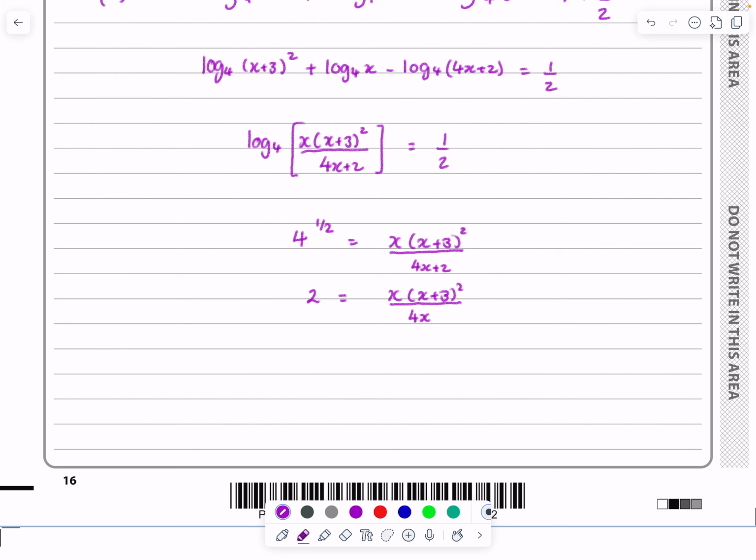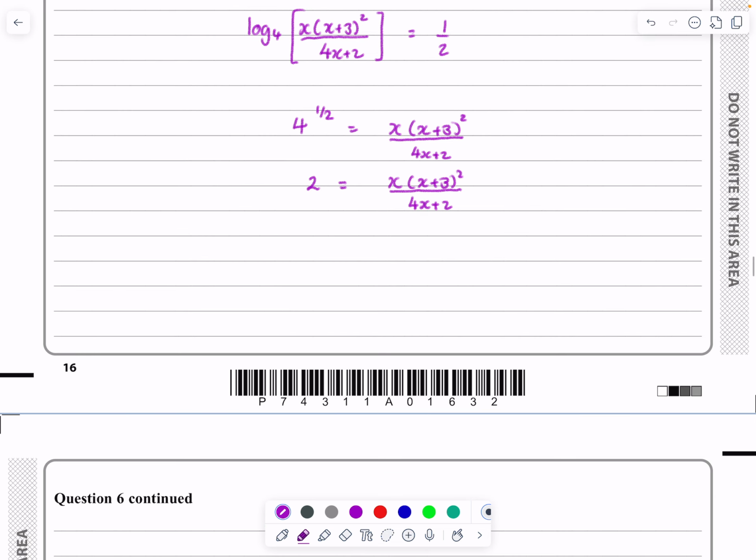And just remember what we're trying to get this to. It was that cubic, wasn't it? So it shouldn't take too many more steps now. Multiply everything by 4x plus 2. So I'm going to get 8x plus 4 equals x. Well, I may as well multiply out this x plus 3 squared. I know I'm going to have to in a minute. So x plus 3 all squared.